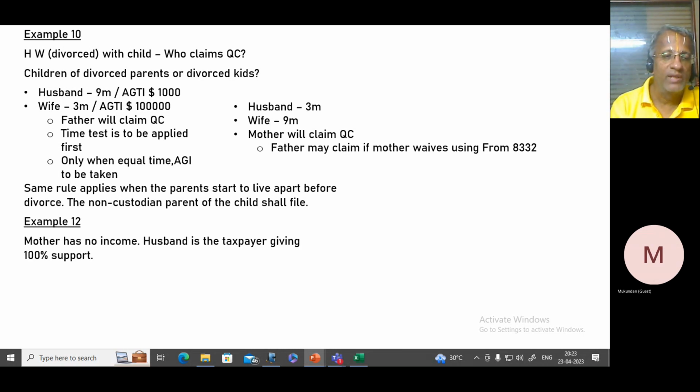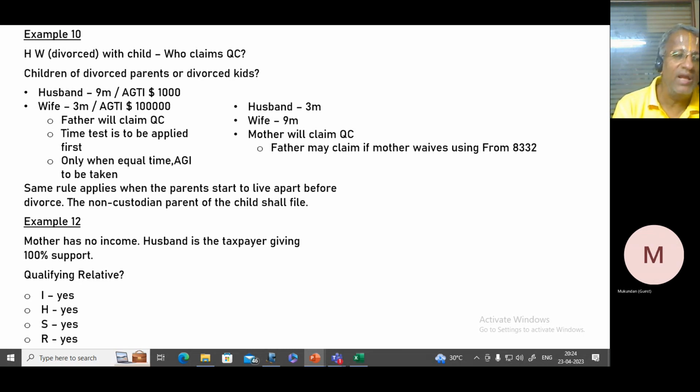Is it okay? Then, mother has no income, and husband is the taxpayer giving 100% support. So who will be taken up as qualifying relative? So, I, H, S and R.